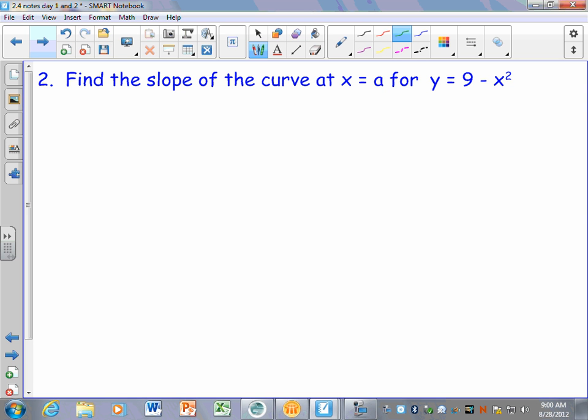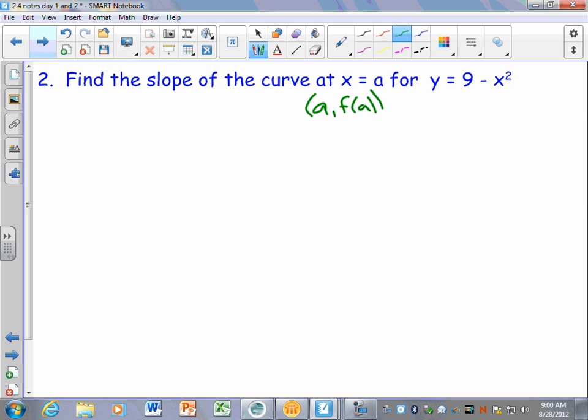Alright, find the slope of the curve at x equals a for y equals 9 minus x squared. So we're just starting at this one. They're not even giving us an a value. We're just going to leave it as a as we go. So if I'm using x equals a, do you agree that f of a is my point? Yes?